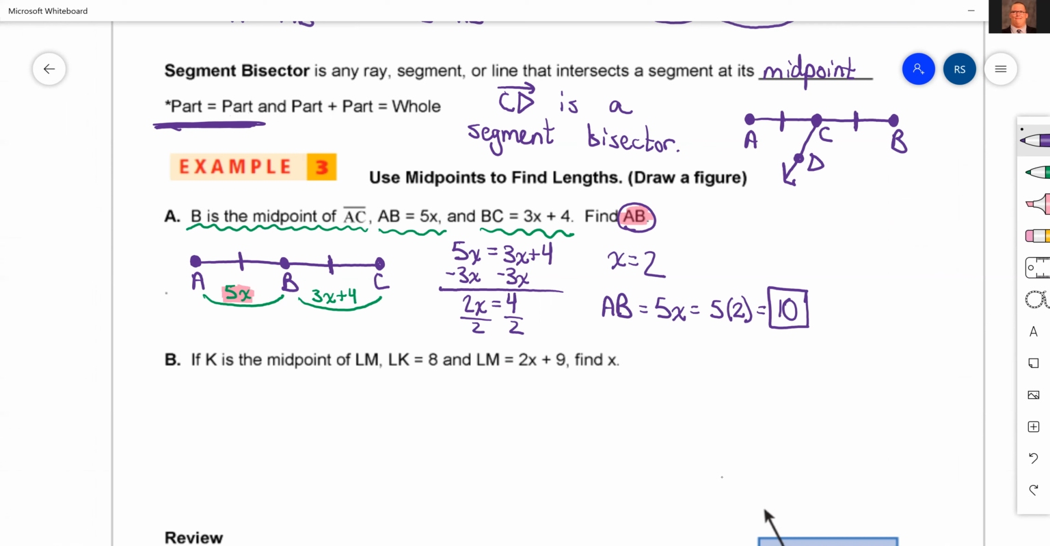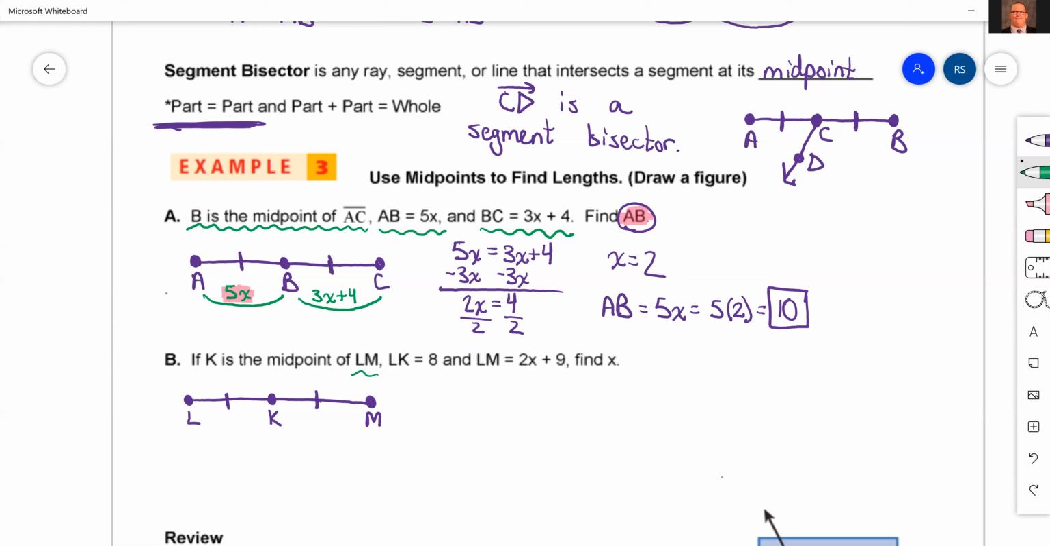Okay, next one. It says if K is the midpoint of LM. Stop there. Let's draw it. I've got L, I've got M. K is my midpoint. Since K is the midpoint, that means each side is congruent to each other.